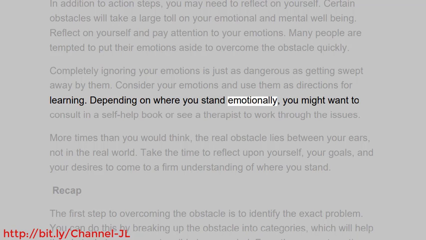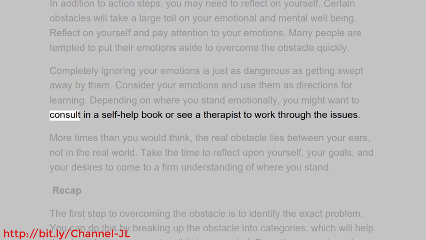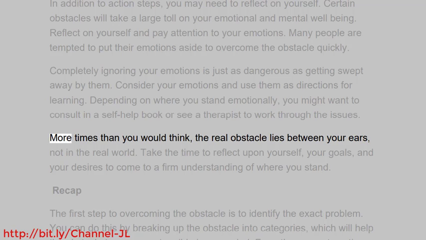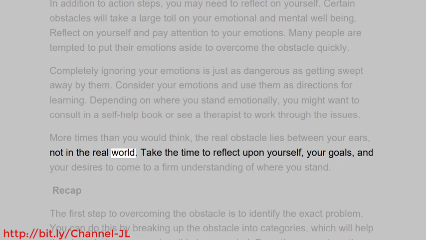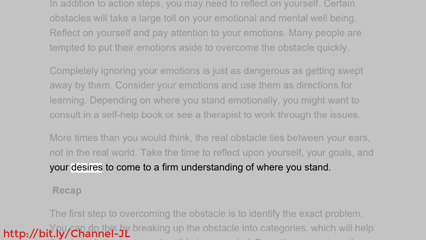Depending on where you stand emotionally, you might want to consult a self-help book or see a therapist to work through the issues. More times than you would think, the real obstacle lies between your ears, not in the real world. Take the time to reflect upon yourself, your goals, and your desires to come to a firm understanding of where you stand.